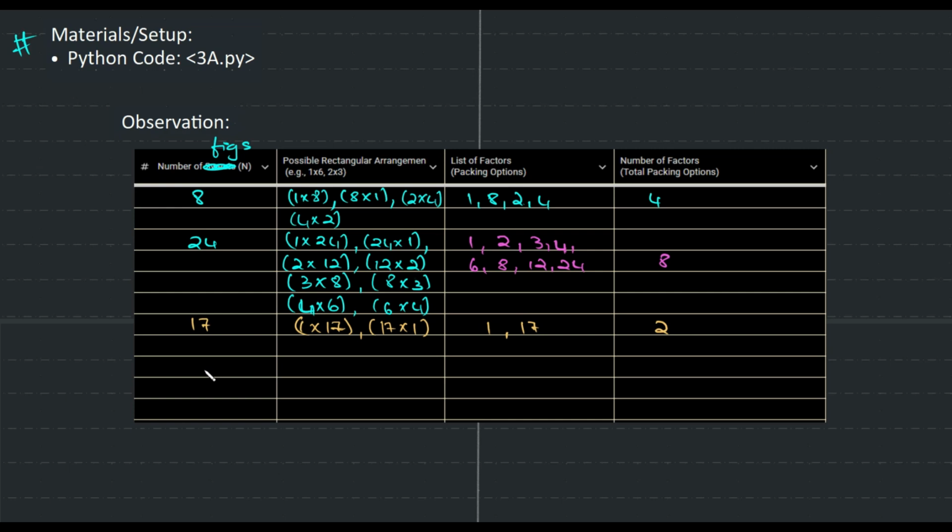Then lastly, 21. Can you pause and think over how we can arrange 21? Either it is 1 cross 21, 21 cross 1 or 3 cross 7, 7 cross 3. Anything else? No, right? So what are the factors? 1, 3, 7 and 21. How many are there? 4 are there.